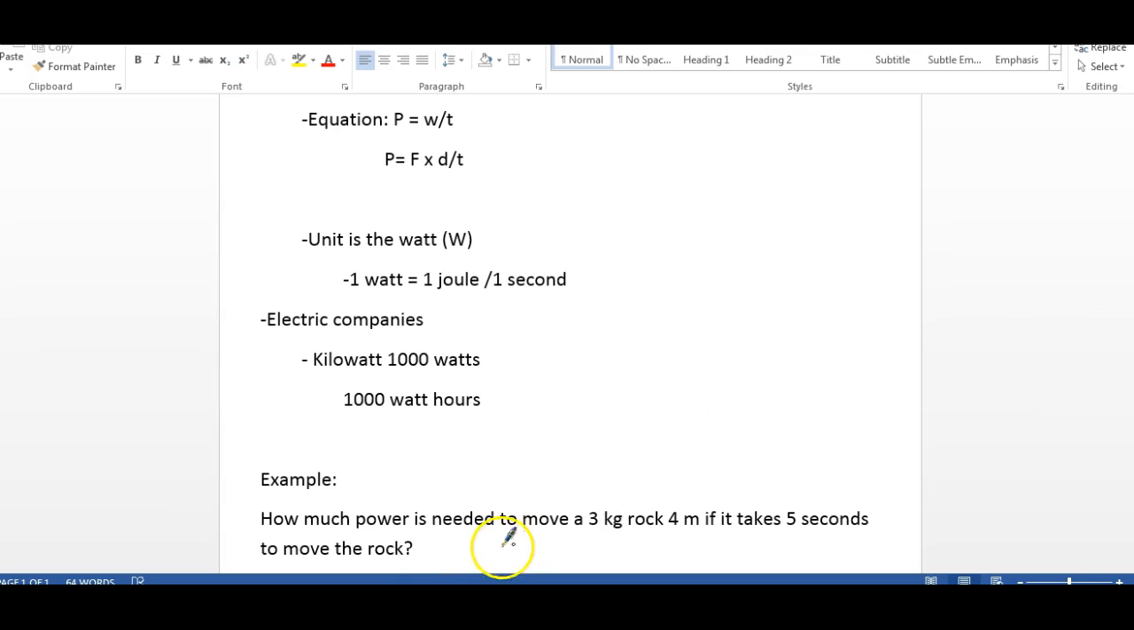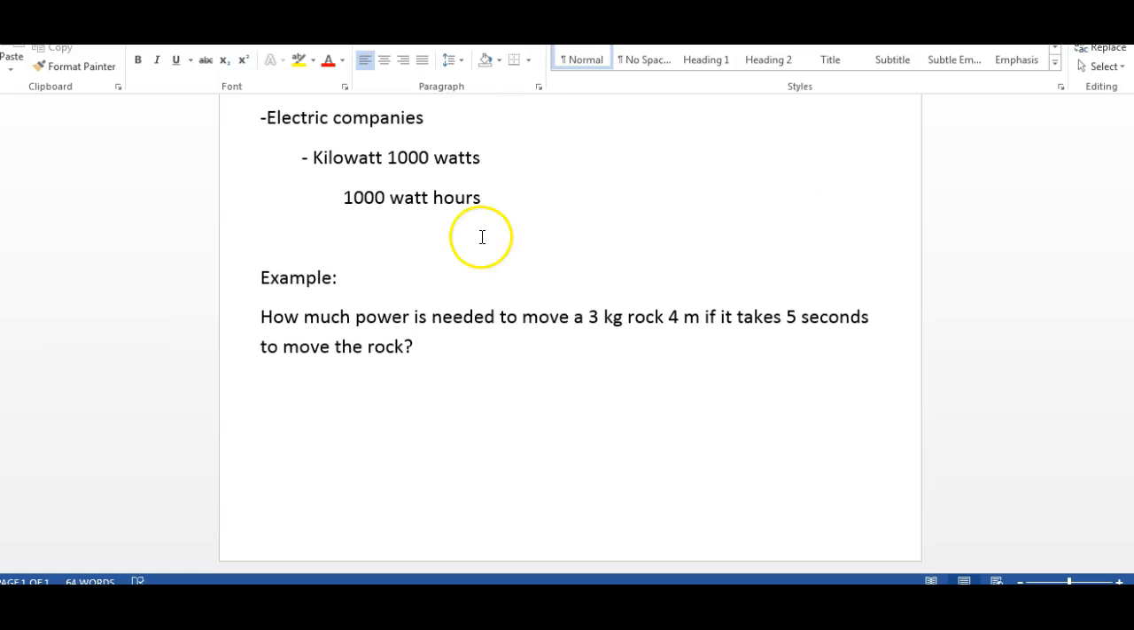Power is a pretty easy thing. So let's do an example problem here, and then we'll be done with our notes. It says: how much power is needed to move a 3 kilogram rock 4 meters if it takes 5 seconds to move the rock? If we write down what we know, we want to know power. The mass is 3 kilograms, the time is 5 seconds, and the distance is equal to 4 meters.